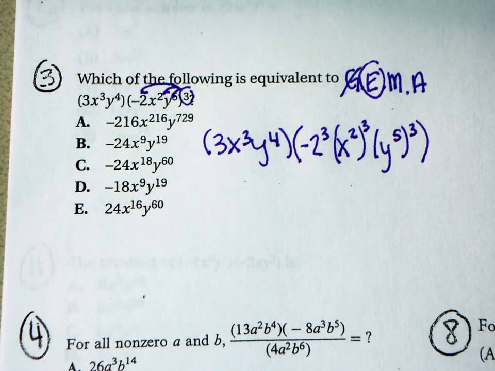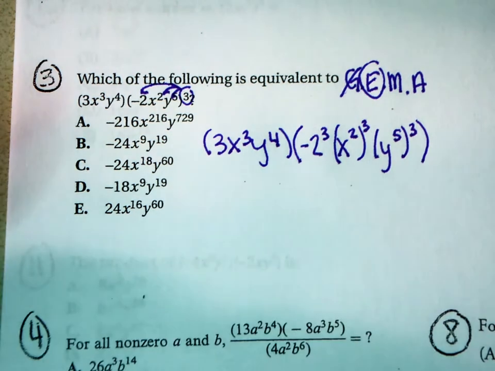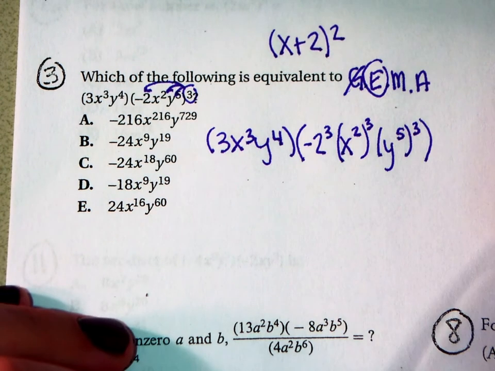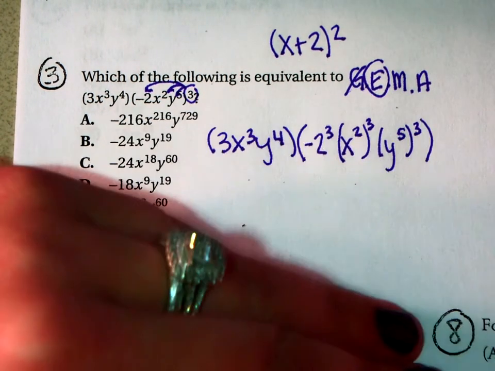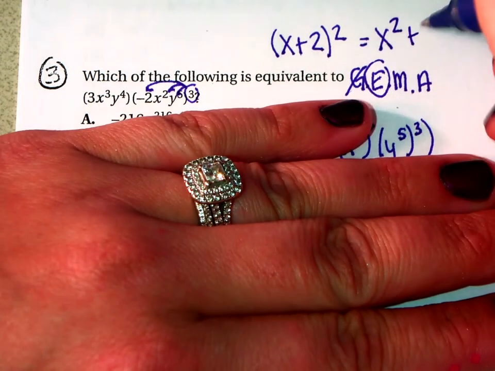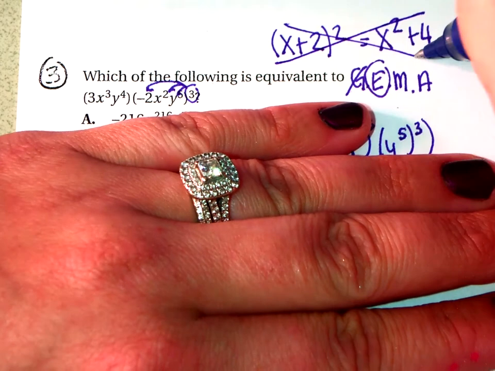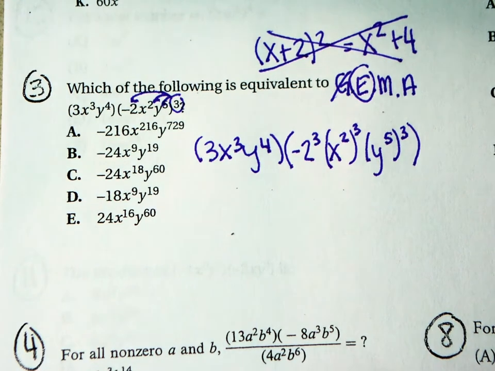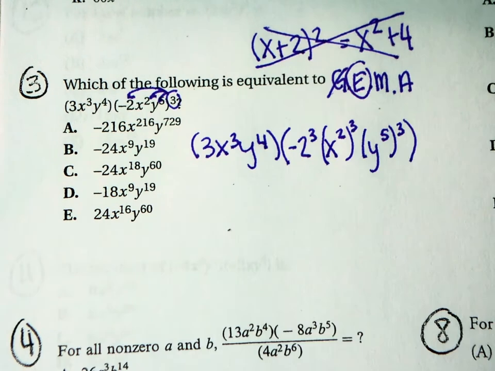Now, you cannot distribute an exponent if the numbers are being added. This only works for multiplication. So, for example, this right here has nothing to do with this problem, but just so you know, you cannot distribute the squared and get x squared plus 4. That is incorrect. However, if it's multiplying, you can. Addition, no. If there is an addition sign right here, you cannot distribute the squared.